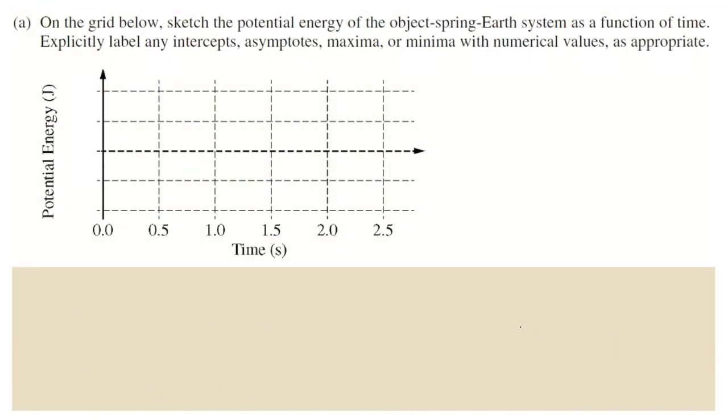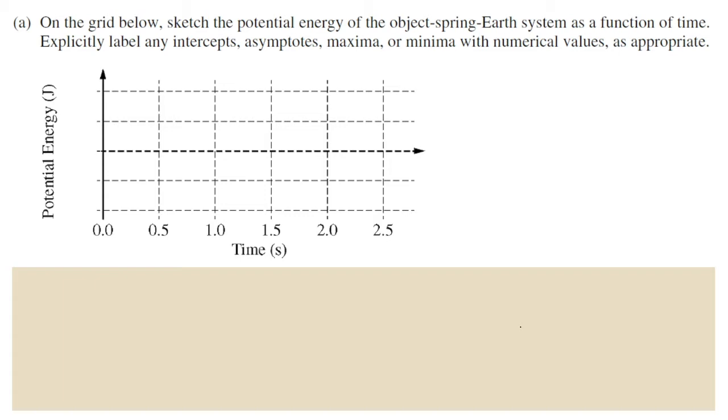All right, moving on to part A here. We haven't done that yet. We just found the spring constant. Part A is asking us to sketch the potential energy of the object, spring, or its system as a function of time. And of course, we've got to label any intercepts, asymptotes, maxima, minima with numerical values as appropriate.